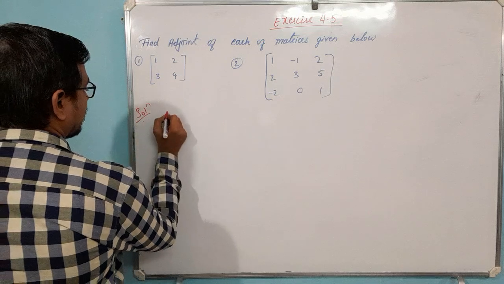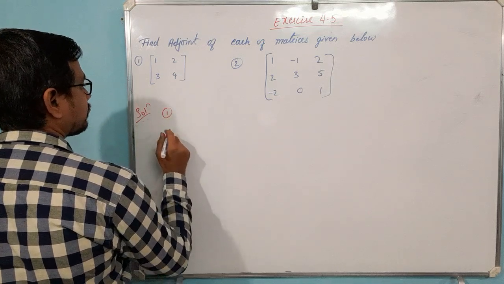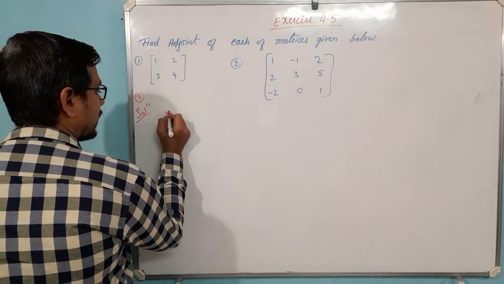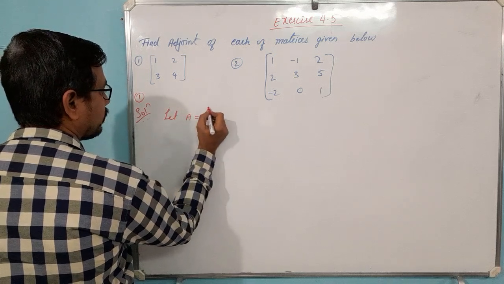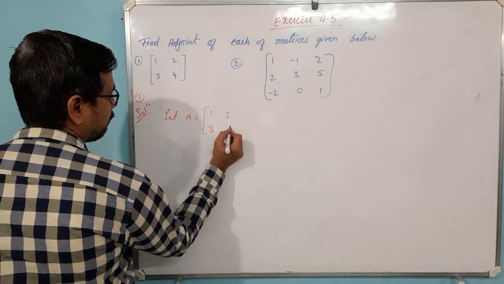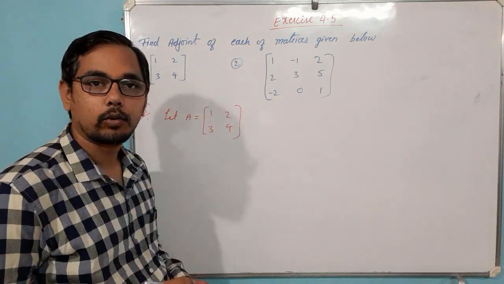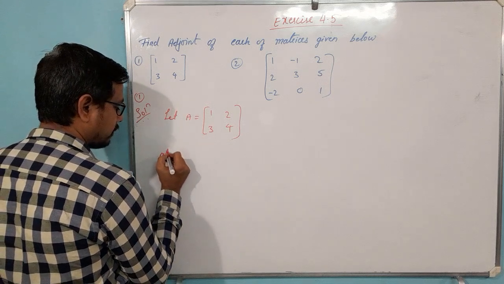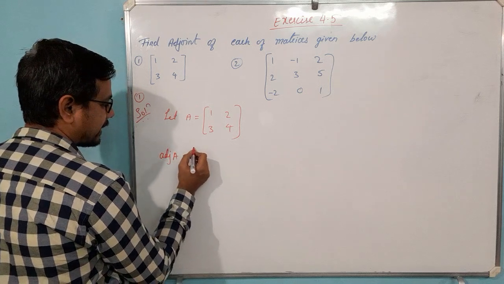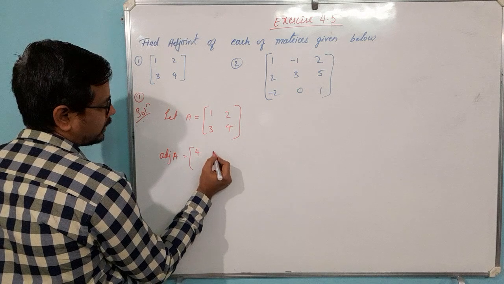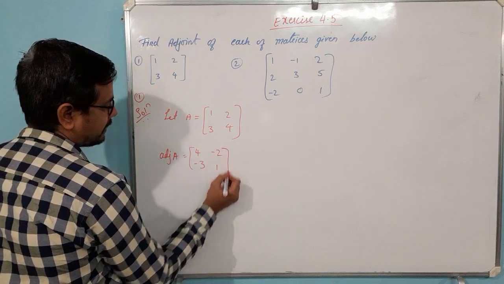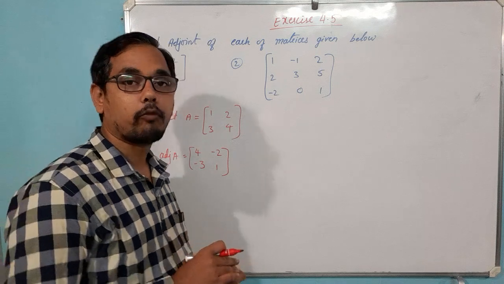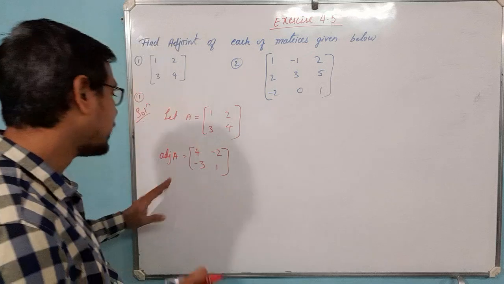Okay, so first one, let A is equal to [1, 2; 3, 4]. Then what is adjoint A? Adjoint A can be directly written as [4, -2; -3, 1]. You can also find it by minors and cofactors, but directly also you can write, depending on the number of marks. If it is only for 1 mark, directly you can write this one.